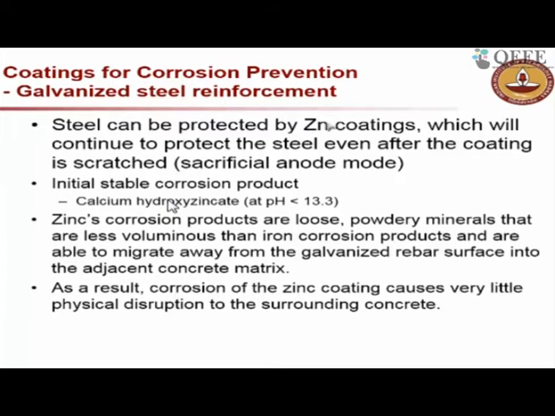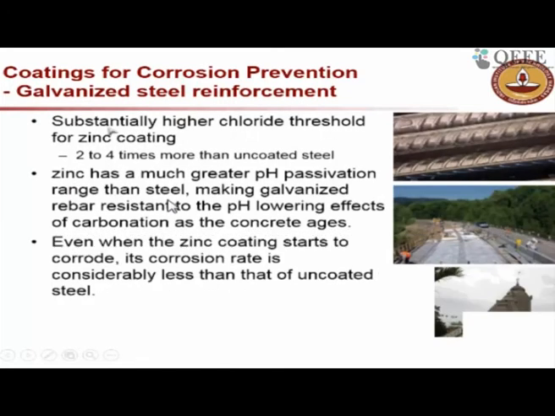The manufacturing process itself, quality control must be ensured at that time, and then it forms a very stable corrosion product which is actually protecting the further steel from corrosion. The corrosion products are loose, powdery minerals that are less voluminous. Like in the case of steel, we said that the rust is going to create expansive forces, which does not happen in this case, and so there is no cracking happening.